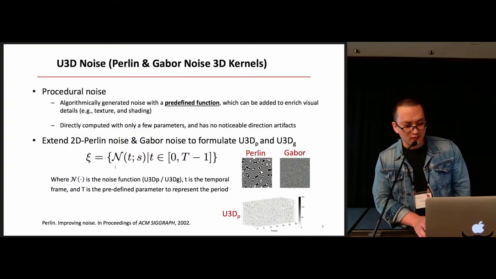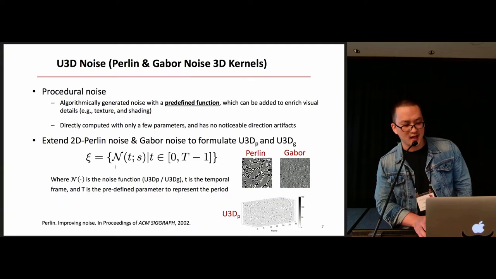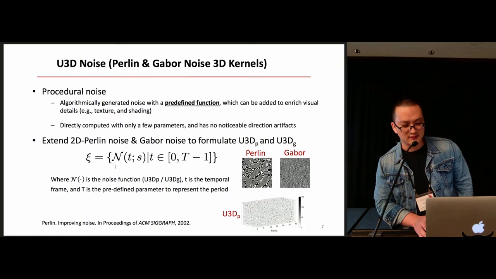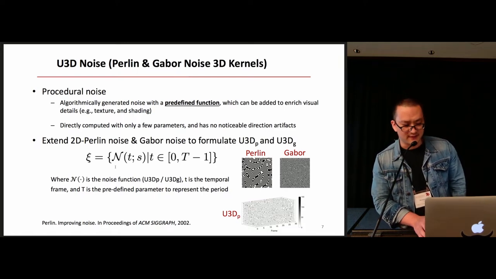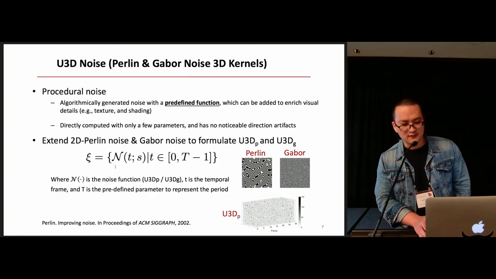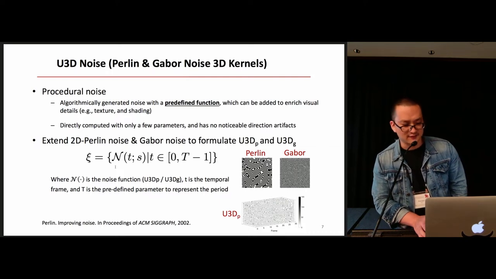In our framework, we mainly construct universal three-dimensional noise to match the video attack operation, called U3D noise. This U3D noise is based on procedural noise, which can be generated by algorithms with predefined functions. It was originally used in computer graphics to enrich visual details, for example texture and shading. The main advantage of procedural noise is that it can be directly computed with a few parameters, and it has no noticeable directional artifacts. This advantage makes procedural noise potentially fit for constructing adversary perturbations.